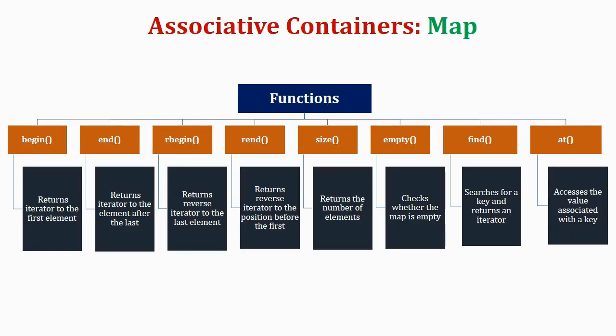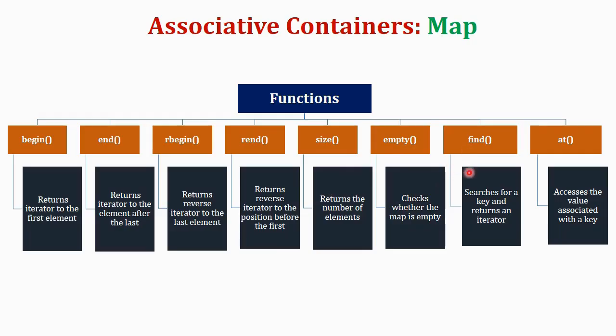First, we will start with begin. It will return the iterator to the first element. And the next one is end. It will return the iterator to the element after the last. And the next one is rbegin. It returns the reverse iterator to the last element. And the next one is rend. It returns the reverse iterator to the position before the first. And the next one is size. It will return the number of elements. And the next one is empty. It checks whether the map is empty or not.